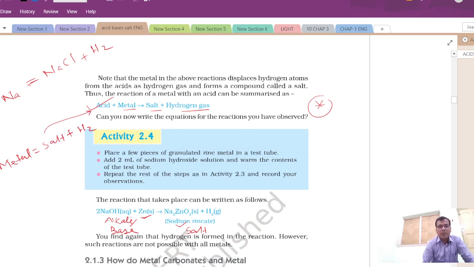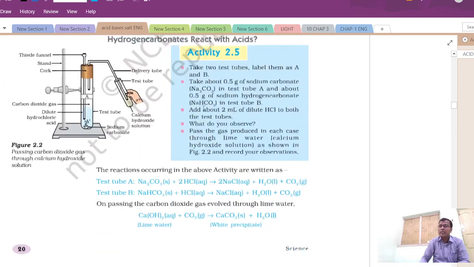These are the same, either base or acid. The reaction is the same. That is, whenever we react an acid or a base with a metal, then salt and hydrogen gas is formed. Remember, salt and hydrogen gas is formed.